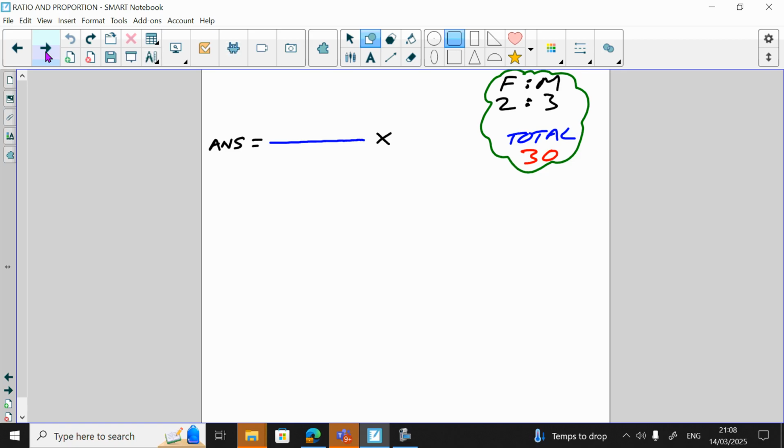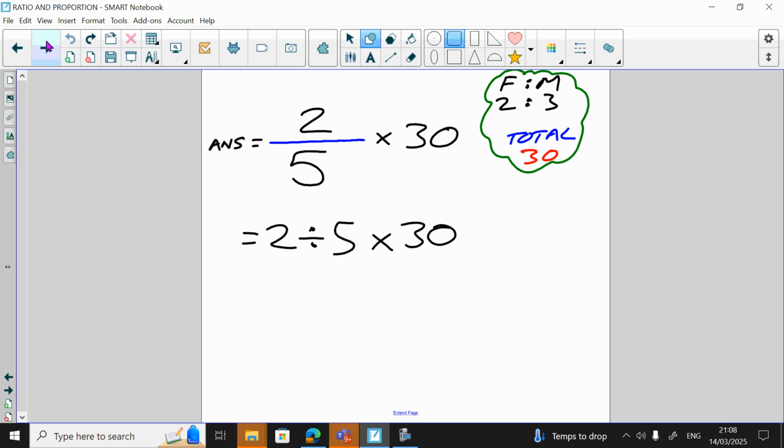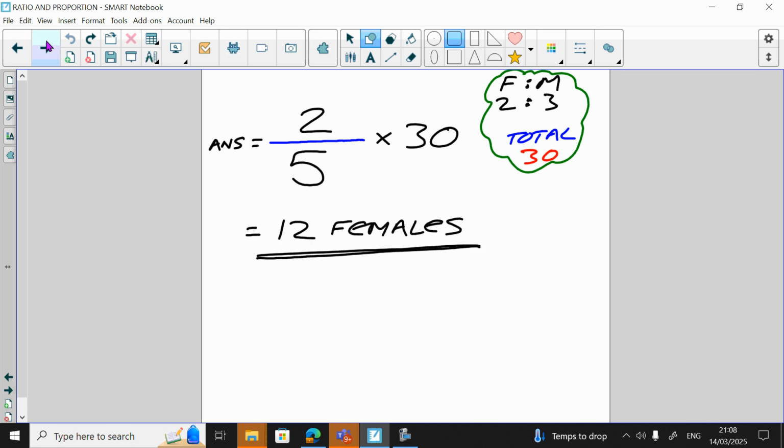Right, okay. So number of interest is 2, the females. The sum of the ratio, 2 and 3, add them together, times the total, the 30. Okay, I think we can sort out the bottom of the 2 and 3 there to get 5. So it's 2 over 5, 2 divided by 5 times 30. Or you could do it in your head. So what's that going to give you? 12. So that means it's 12 females within the group.